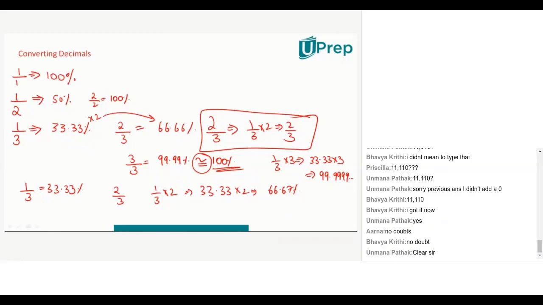Do you now get my point? Both of them are the same. Yes, sir. But the difference is so insignificant that it does not matter. Are you now clear?